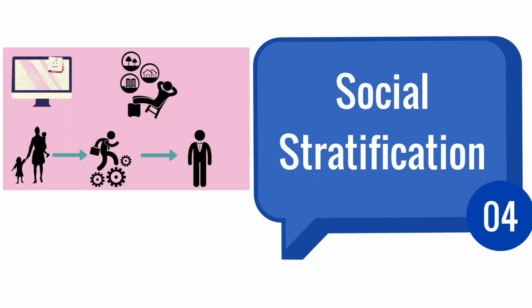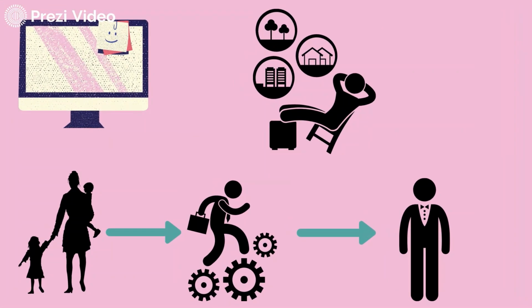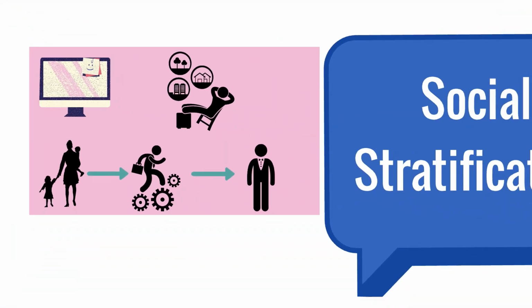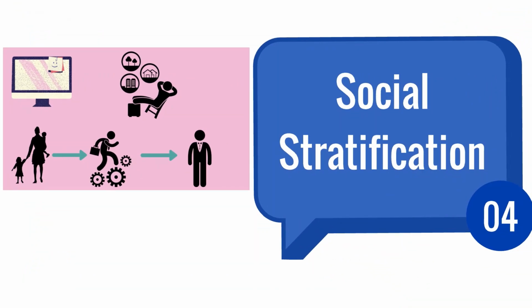Social stratification. What do you think of these two individuals? The first individual inherited his or her wealth. The second individual worked hard to earn a lot of money and reach for his or her dreams. Who deserves more wealth? Why do you say so? Answer it. Is it difficult to answer? Yes, because this is a matter of social stratification.